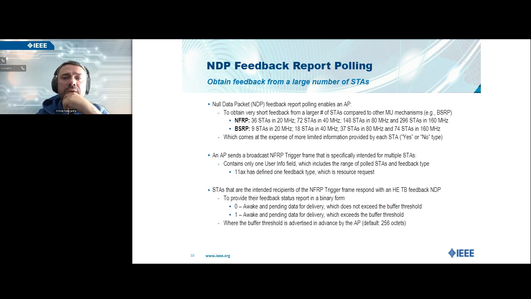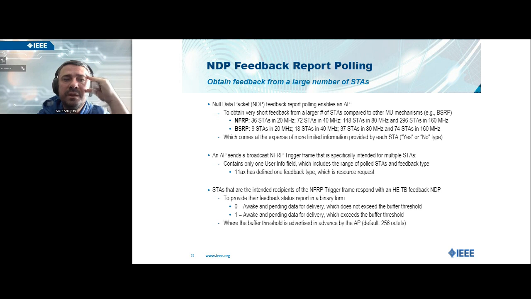So the last feedback mechanism from a multi-user perspective is the NDP feedback report polling. This is similar to what buffer status report is doing. However, the NDP feedback report polling enables the station to solicit feedback from a larger number of stations compared to other multi-user mechanisms. For example, as I mentioned earlier, we can only solicit 9 stations with a BSRP in a 20 megahertz channel. With NFRP, this goes to 36, so a 4x increase. And this is proportionally increasing for each of these particular bandwidth combinations.